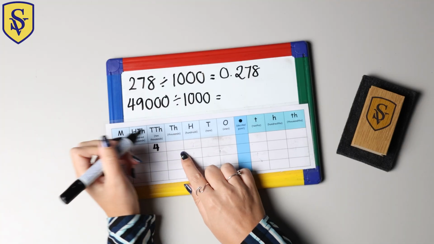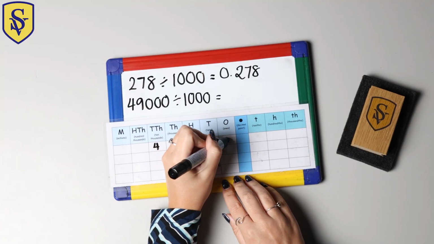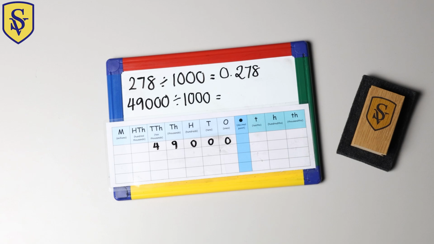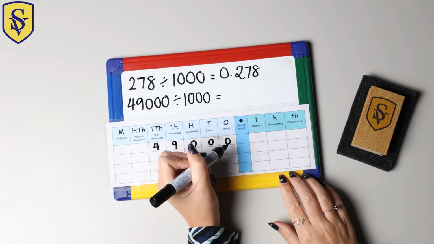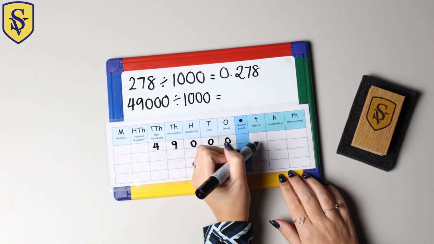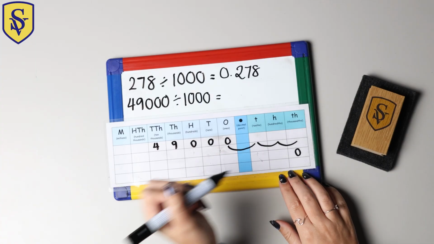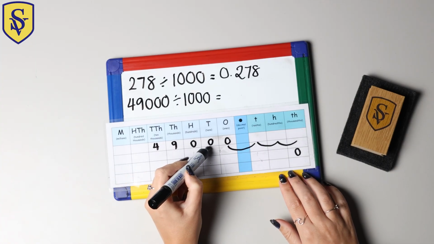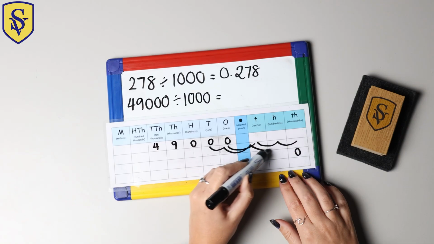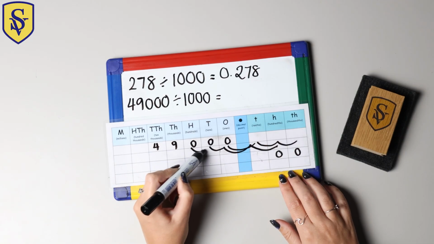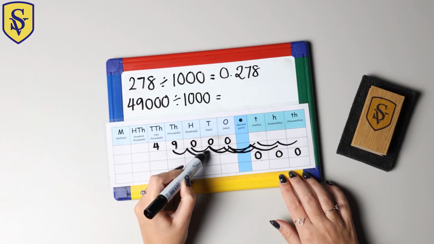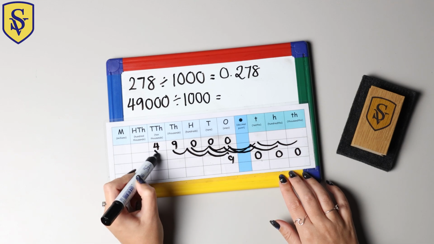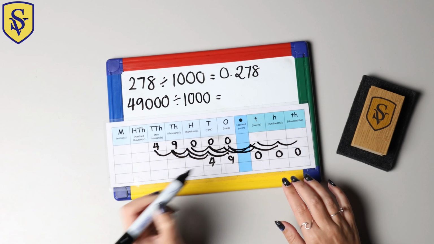So 4, 9, 0, 0, 0. This helps with the alignment of everything to make sure you've got the correct number. Just as before, dividing by 1,000, 3 zeros, so 3 jumps to the right. Begin, jump over the decimal point, 1, 2, 3, put a 0 there, and so on for each zero, 1, 2, 3, the 9 goes here, and 1, 2, 3, the 4 goes there.